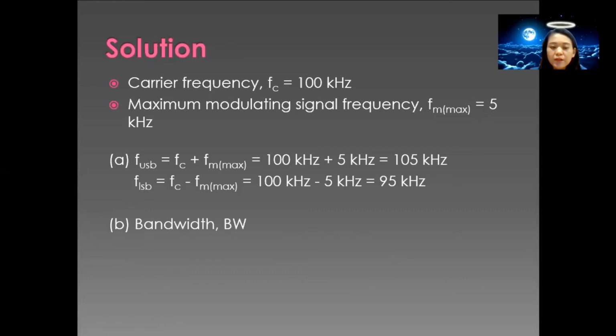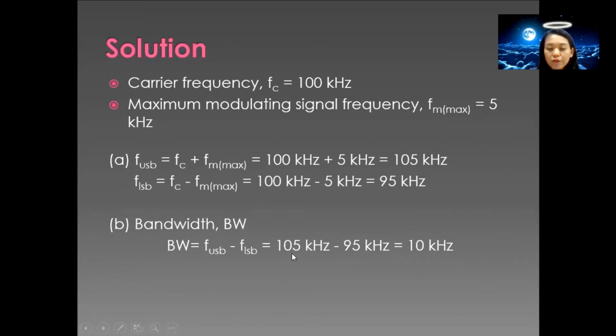To find the bandwidth, we can use the formula bandwidth equals upper sideband frequency minus lower sideband frequency, which is 105 kHz minus 95 kHz equals 10 kHz. And we can use another method: bandwidth equals 2 times Fm maximum, which is 2 multiplied by 5 kHz equals 10 kHz also. Okay, then we go to question C.